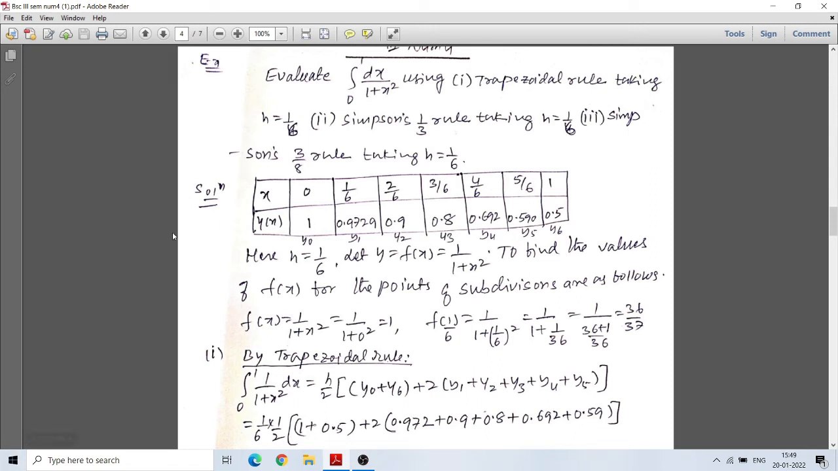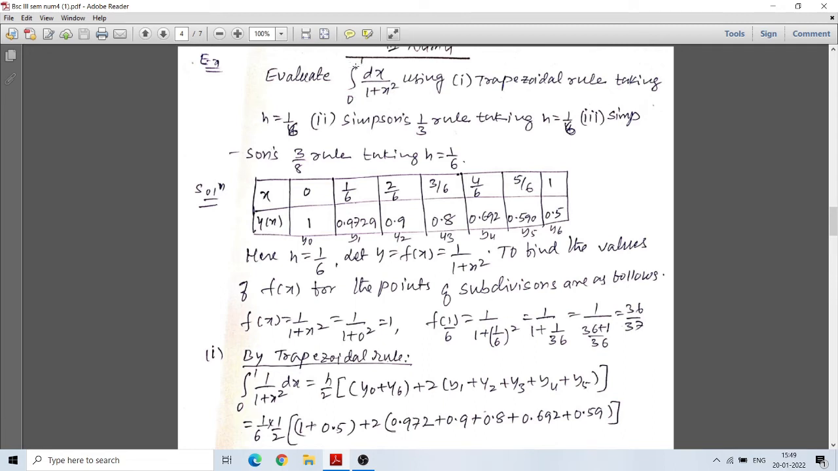So first one: evaluate the integral over the limit 0 to 1, dx divided by 1 plus x square, using the trapezoidal rule, taking h equal to 1 by 6; Simpson 1/3 rule, taking h equal to 1 by 6; Simpson's 3/8 rule, taking h equal to 1 by 6. Here, observe the given integral. The lower limit is 0, the upper limit is 1.